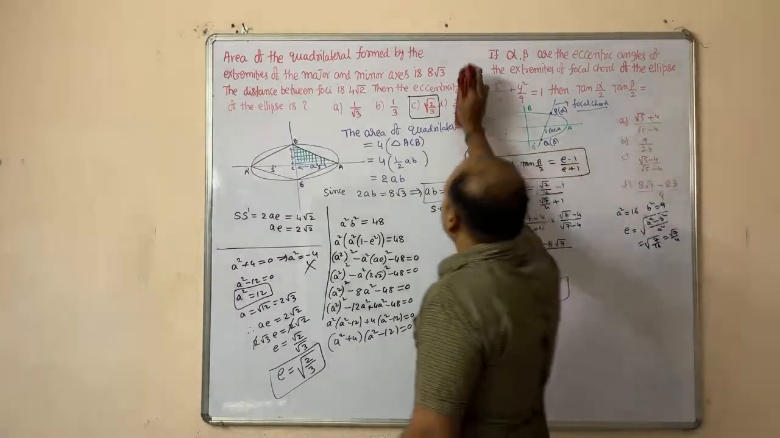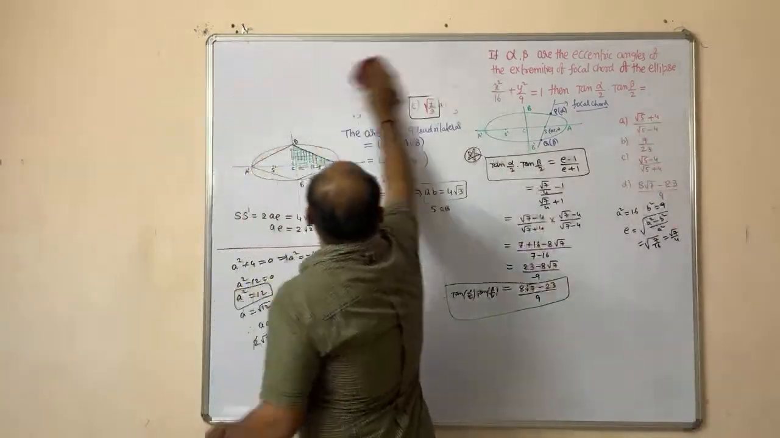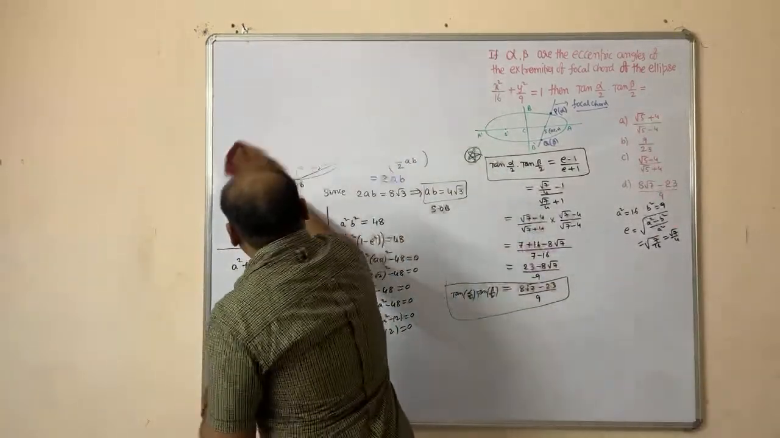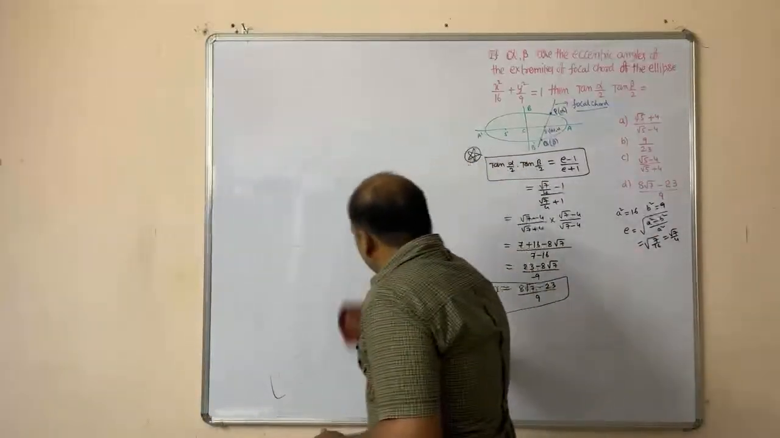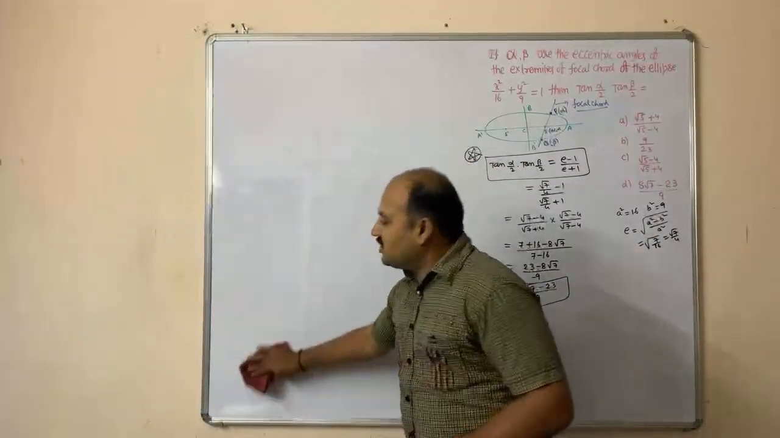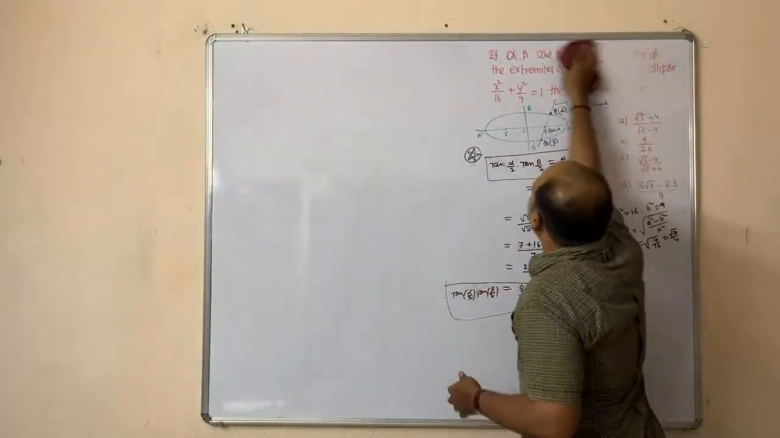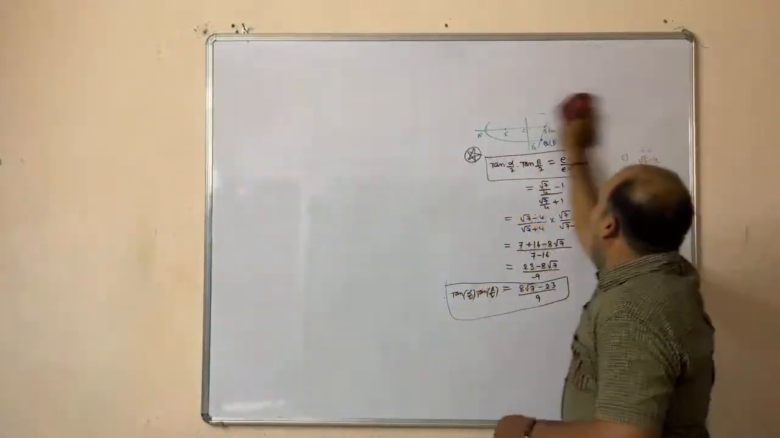I will write the another question. Minimum 4 to 5 questions I will explain, dear students, in this session. If possible, in the evening also, limits and continuity, previous Eamcet questions, I will make it.